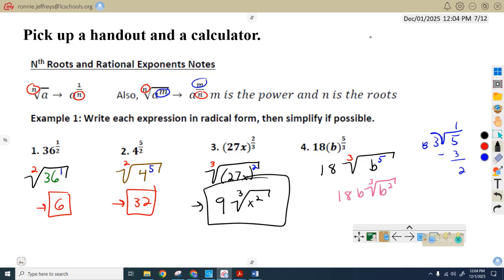All right, think about it this way. B, B, B, B, B.